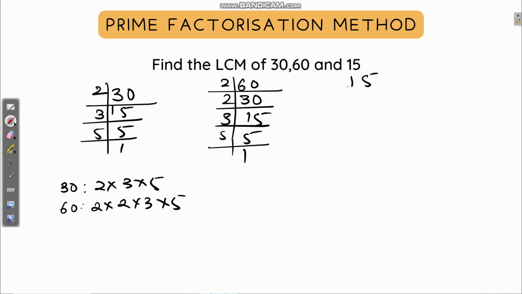Last number है 15. तो 15 के क्या factors है? So 15 के 3 5s are and 5 1s are. So खाली prime factors लिखने हैं. So 15, the factors are 3 into 5.